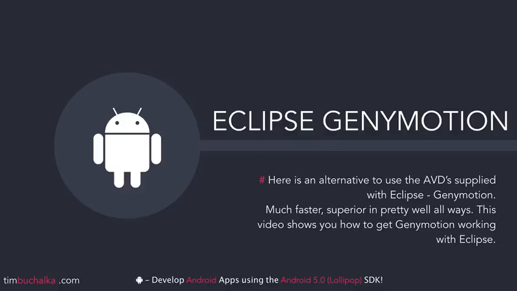Firstly, it's very fast, much faster, and it's got a lot better options of configurability and so forth, and it doesn't use HAXM, which is a big thing. So what I'm going to do is show you how to get Genymotion working with Eclipse. Now this is useful because later in the course, when we move to Android Studio, we're going to be focusing more or less exclusively on Genymotion. So let's get into that now.